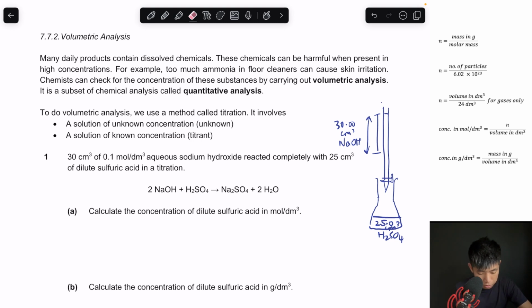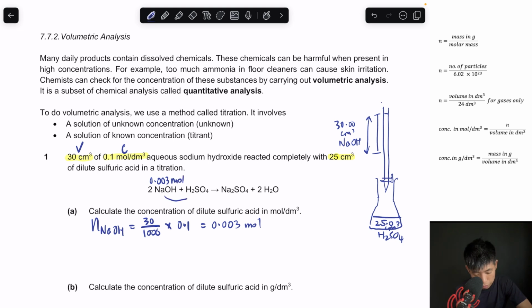Alright, so we start by asking what is given. When we do calculation, can we find number of moles? Yes, always find number of moles first. What number of moles can we find? Given the volume, given the concentration, I can find number of moles of sodium hydroxide. How to find? Volume times concentration. We now know this is 0.003 mole.